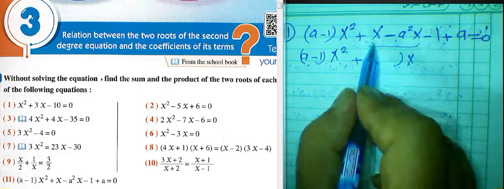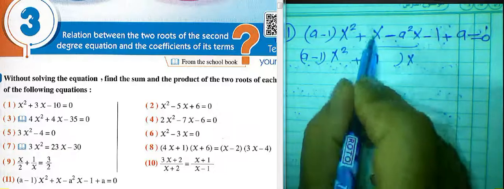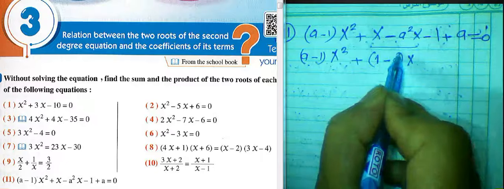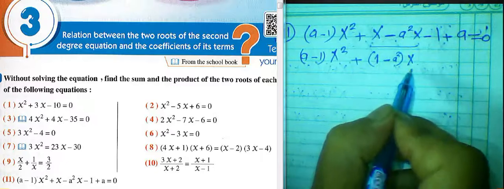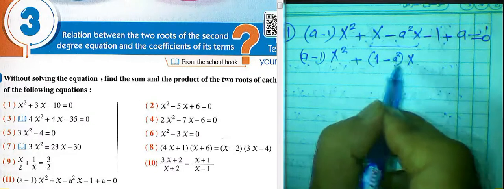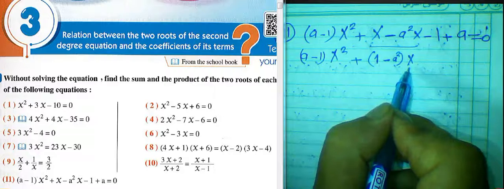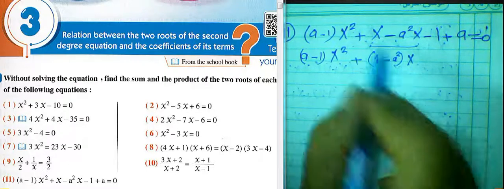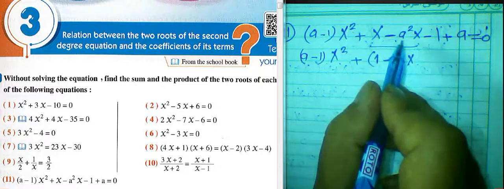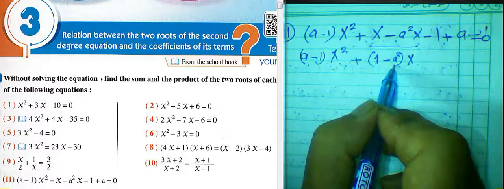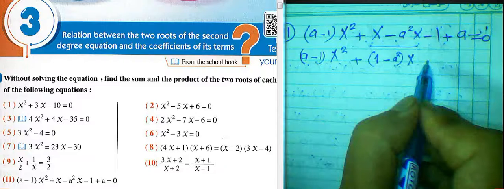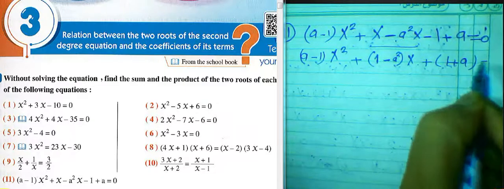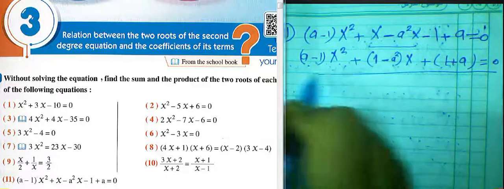The coefficient of x equals 1 − a², because x divided by x equals 1, and a²x divided by x equals a². So we get x out and write 1 − a² in parentheses as the coefficient of x. The constant will be 1 + a. It's a constant. Okay, so this is the equation.